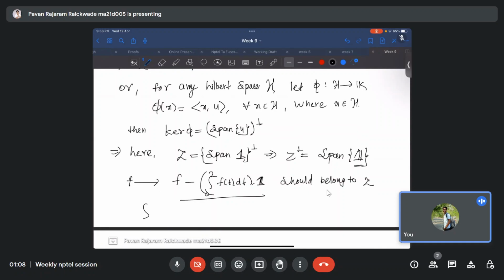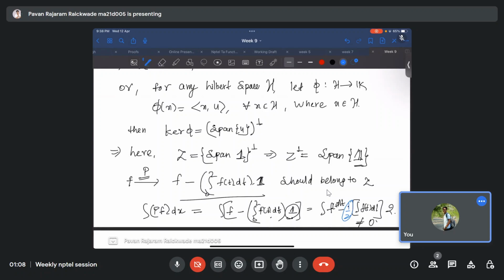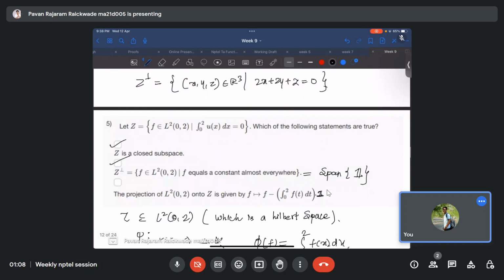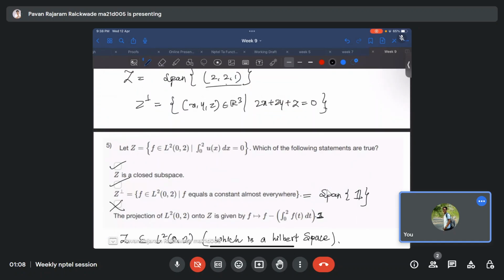If I write the projection as P, what is the integral of Pf? It is the integral of f minus this integral from 0 to 2 of f(t) dt times the constant 1. This is again the integral of f minus the integral of f(t) dt, and this constant comes outside, and the integral of the constant 1 from 0 to 2 is 2. This is not 0, so this is not a projection. If you wanted to give a projection, you should have multiplied this quantity by a half, then it would have cancelled, and this was a projection. But okay, it's not a projection. This one is wrong. The fifth one is settled. Let's go to the next one.